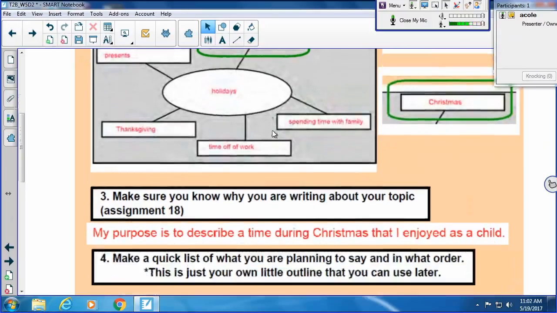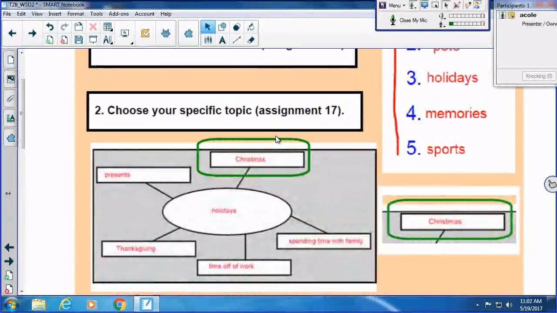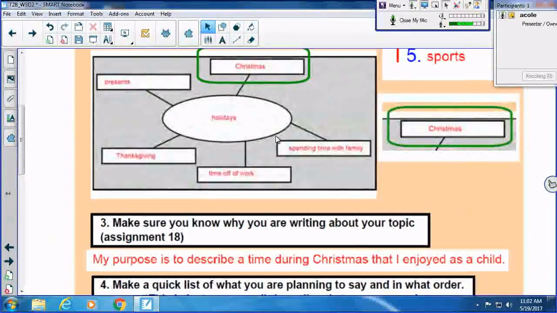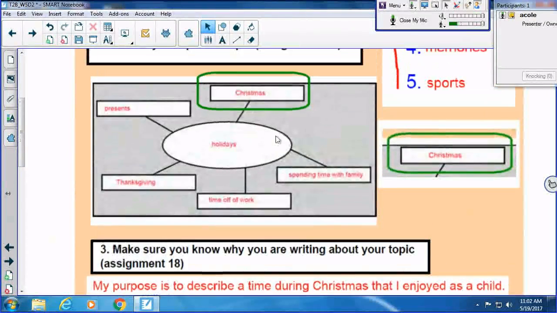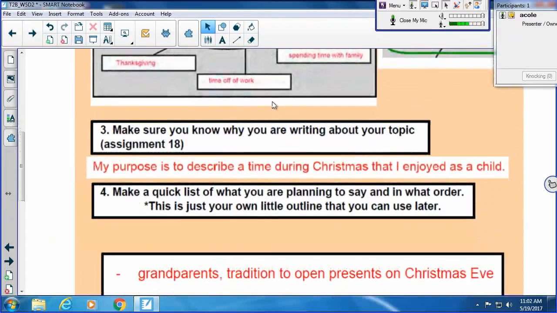All right, then the next step is to, right, so this is assignment 17, really. Assignment 17 is the first step, right, where you choose your topic. And just to be clear here, when I pick one of my subtopics, I only pick one, right? So I have 5 ways that I could talk about holidays, but I've chosen one. I've chosen Christmas. Because of course you only need to write one paragraph.